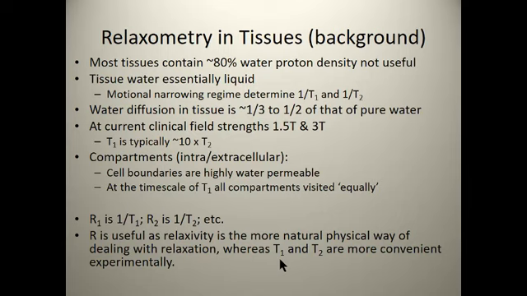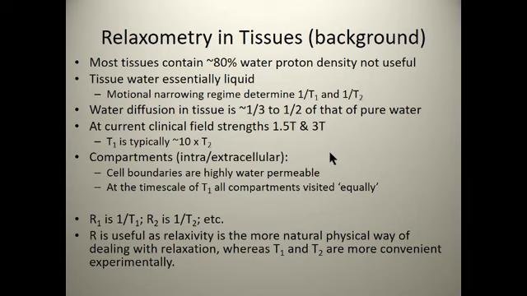Most tissues contain an incredible amount of water, about 80% in nearly all tissues, and consequently proton density isn't actually that useful. There are exceptions to this, white matter, lung, things like that, but typically proton density is not very useful at all. All the tissue water is essentially liquid that we see, and we're observing this in the motional narrowing regime. Diffusion in tissue is actually very high, a third to a half of that in pure water. And at current field strengths, T1 is typically 10 times T2.